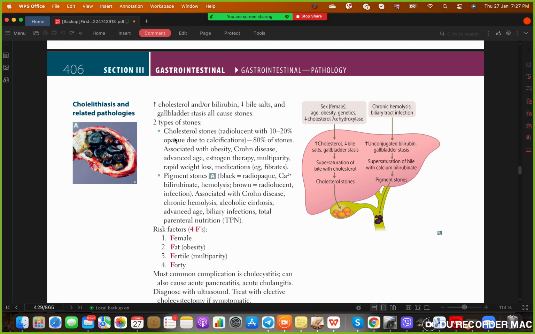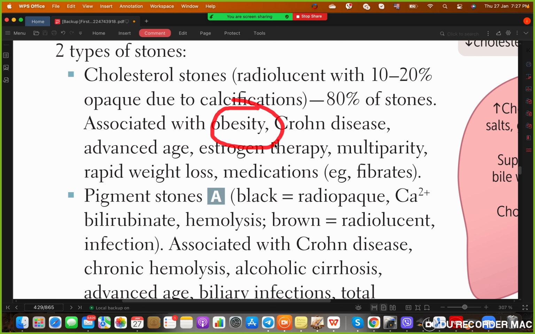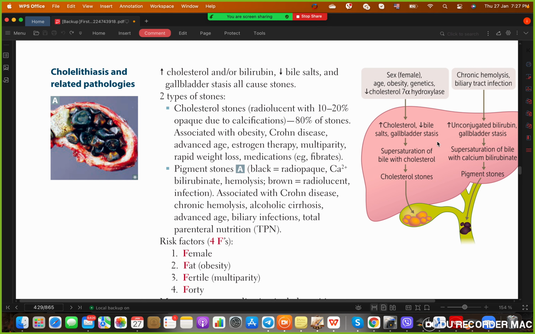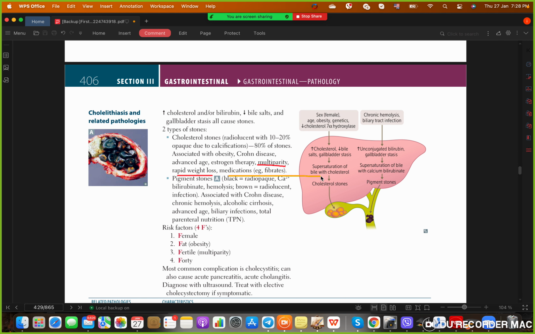Two types of stone: cholesterol stone, pigmented stone. Starting with the cholesterol stone. It's radiolucent, 10 to 20% can be opaque, because if they calcify. It's mostly associated with obesity or Crohn's disease, okay? So also advanced age can precipitate to it, and also estrogen therapy, we will see why in a sec, and multiparity, rapid weight loss as well, and medication like fibrate. We'll speak about each of these.